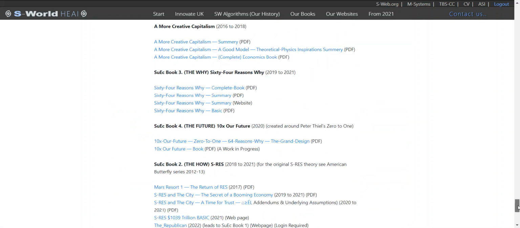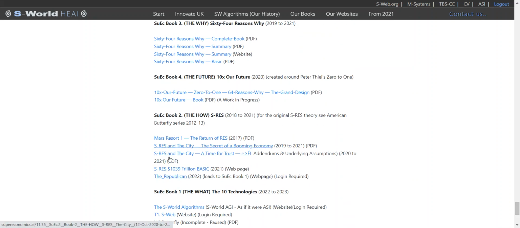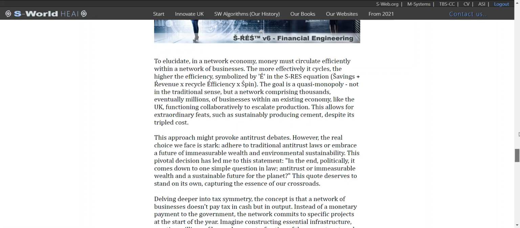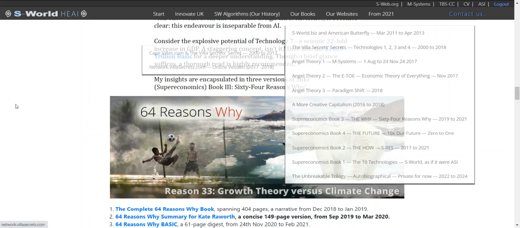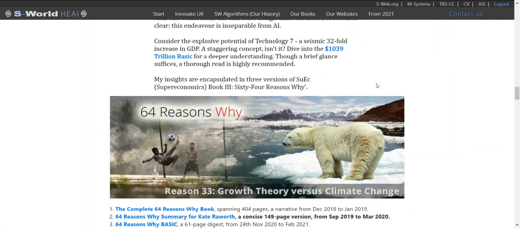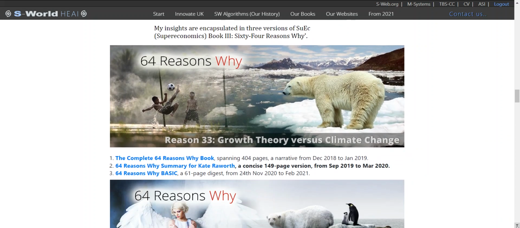Here it would be SRES, books on SRES. You can see that's the specific link we're talking about. Right, let's get back to that same place. Right. So dive into 1039 trillion basic for a deeper understanding. Though a brief glance suffices, a thorough read through is highly recommended. My insights are encapsulated in 3 versions of SUEC, Super Economics Book 3, 64 Reasons Why. Now we come to 2 graphics from that book and the sort of breakthrough point in it.